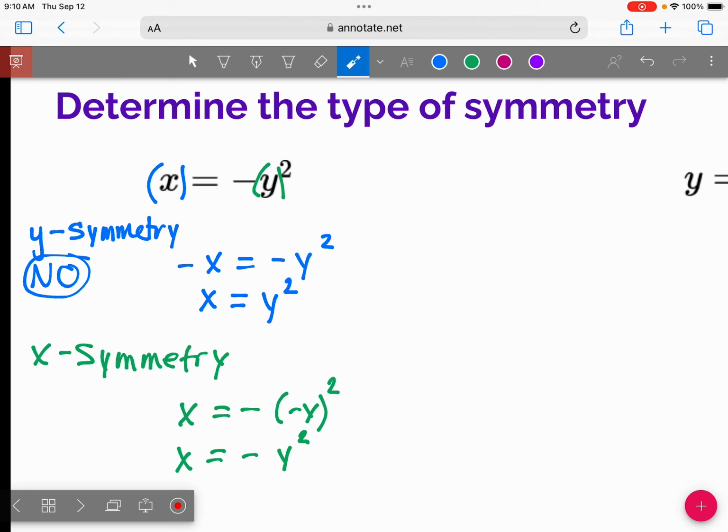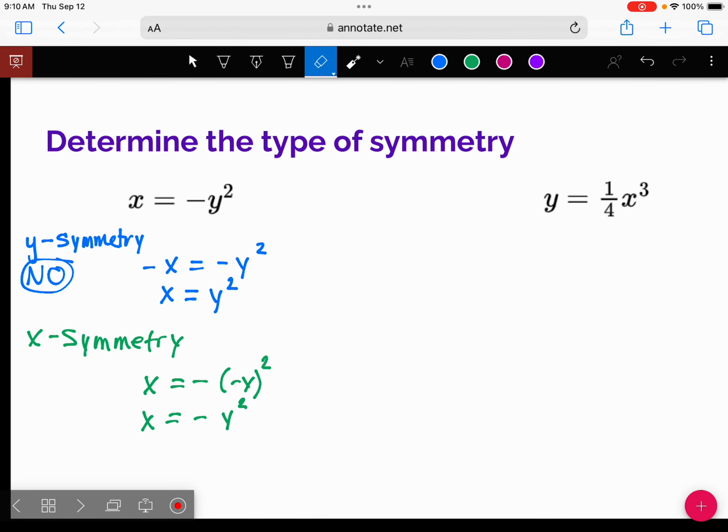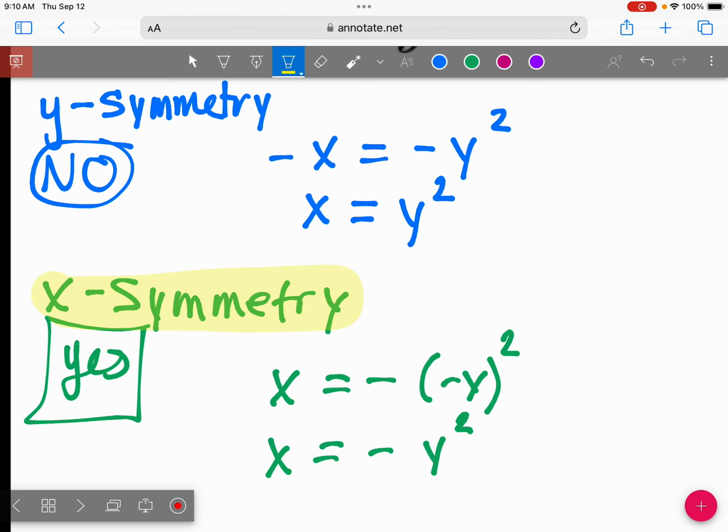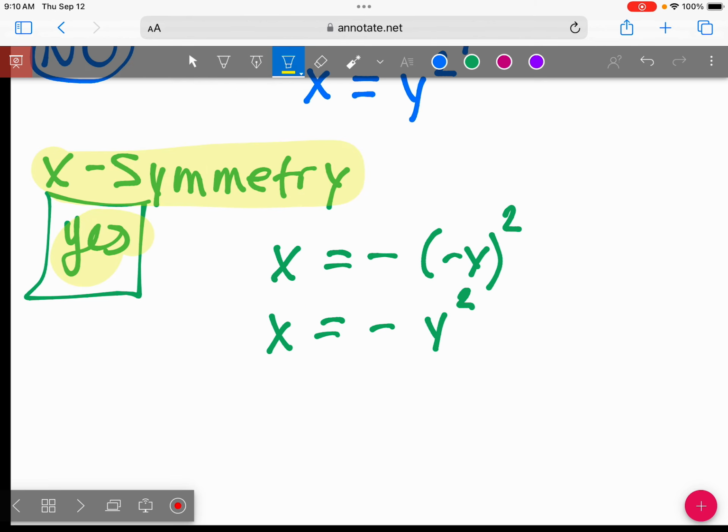When I have a power, I can't multiply these together. This has a power. But negative y squared is the exact same thing as y squared, just like negative 2 squared would still be 2 squared. It's the same exact thing. So is this equation the exact same as this one was? Yes. So this does have x-axis symmetry. We're still going to do our origin test, so we're going to check for origin symmetry.